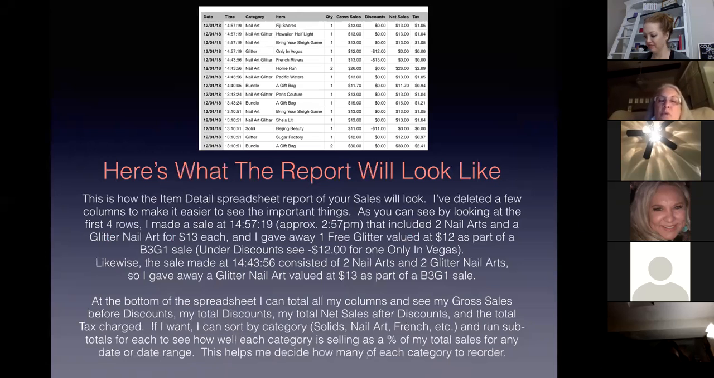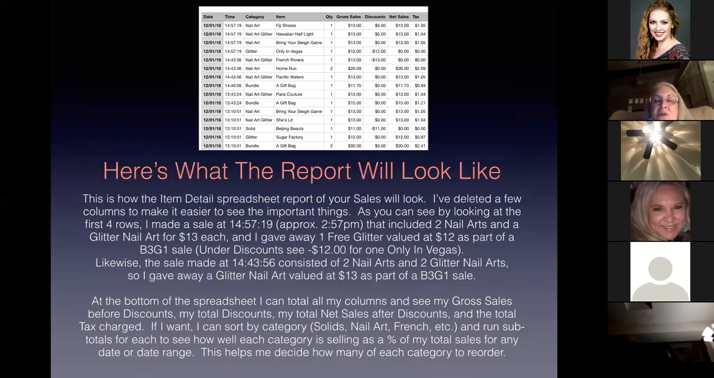And I gave away a free glitter valued at $12 as part of the buy 3, get 1 sale. So you can see under discounts, the minus $12 for one only in Vegas. See where it says only in Vegas, and it shows a $12 sale, but then minus $12. That's where it said 1 free.